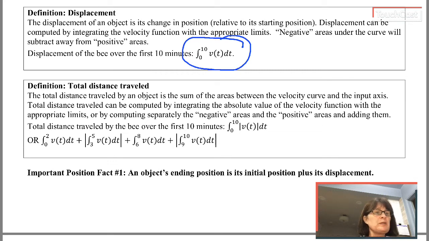So to find the displacement of the bee, I could integrate from 0 to 10 the velocity function if I wanted to know how far the bee got from where it started over those first 10 minutes.